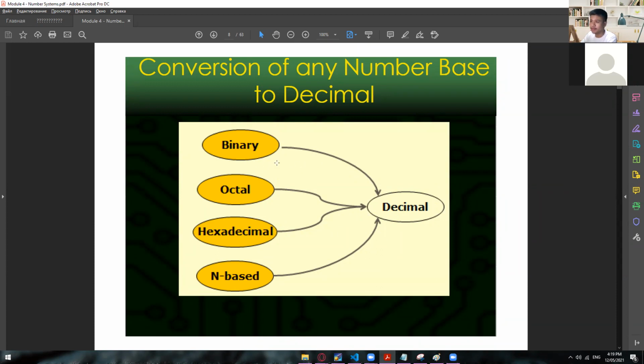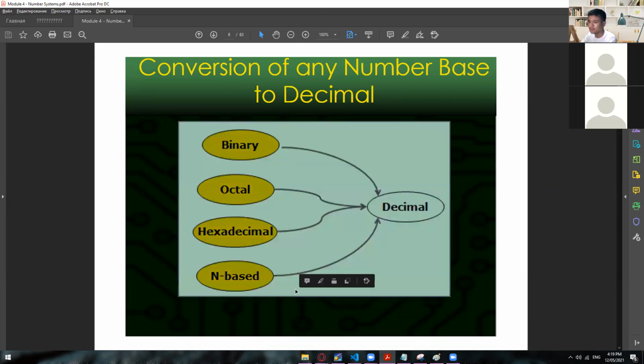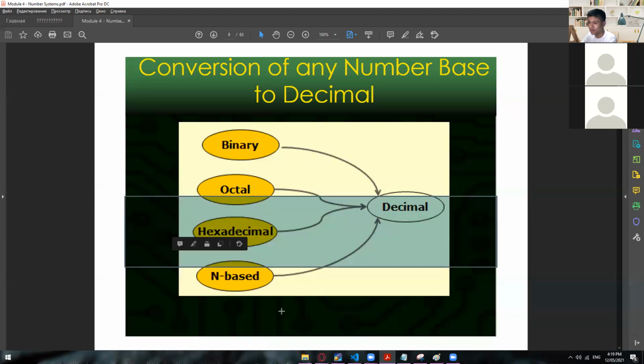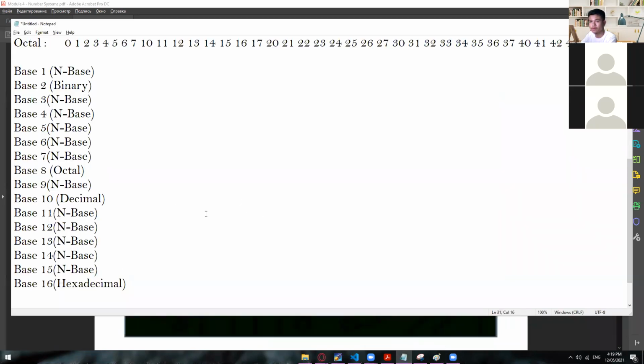So you guys already know about binary, about octal, about hexadecimal, and then about decimal. Now we have n base right here. Going back to the notepad, the other bases, which are not binary, not octal, not decimal, and not hexadecimal, we call them n base. They are just another base, but they don't have special names.